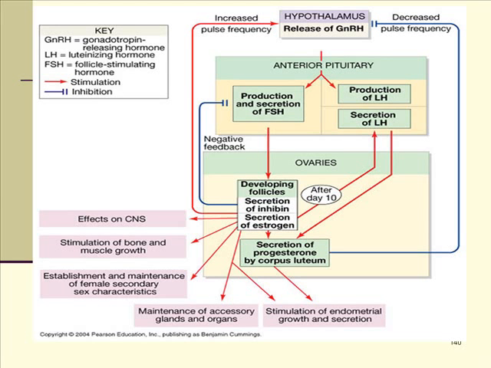Now, here is the illustration that just demonstrates to you, comparatively, like the one I showed you for the male reproductive system, where you see the hypothalamus secretes gonadotropin-releasing hormone, which will then stimulate the production of follicle-stimulating hormone and luteinizing hormone, which will then lead to specific reactions inside the ovaries. As you can see, follicle-stimulating hormone, developing follicles, secretion of inhibin, secretion of estrogen. We see eventually the secretion of progesterone by the corpus luteum.